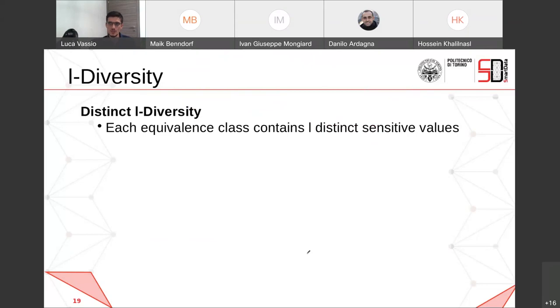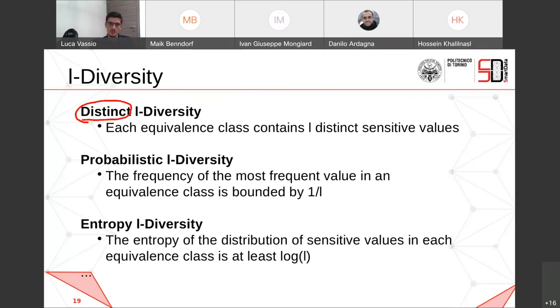There are different definitions of diversity. The easiest one is the distinct one. The distinct one just requires that in an equivalence class, there are L distinct sensitive values. L is equal to 2, 3, 4, whatever you want. But there are also others that are a bit more sophisticated, the probabilistic and the entropy ones. All of them, in the end, require a diverse number and diverse characteristics of the sensitive attribute.